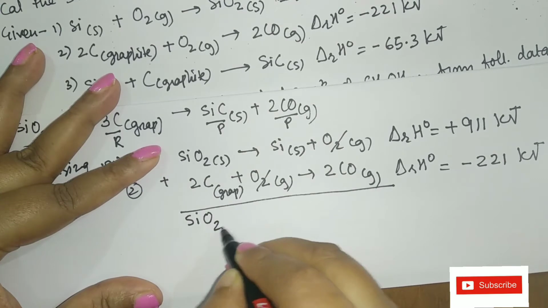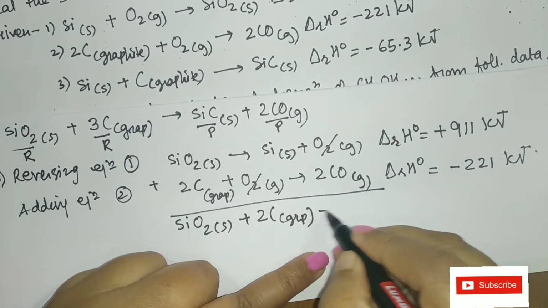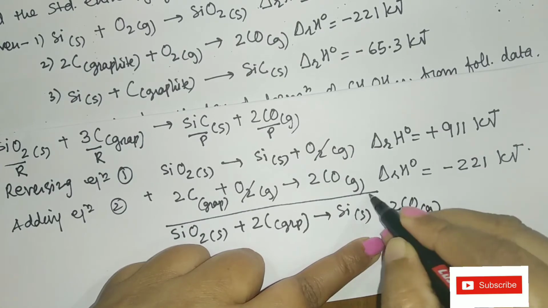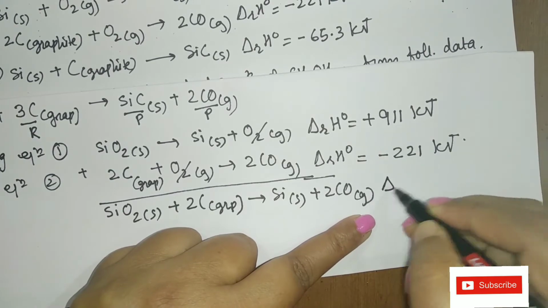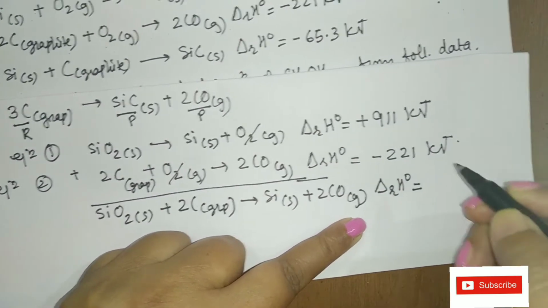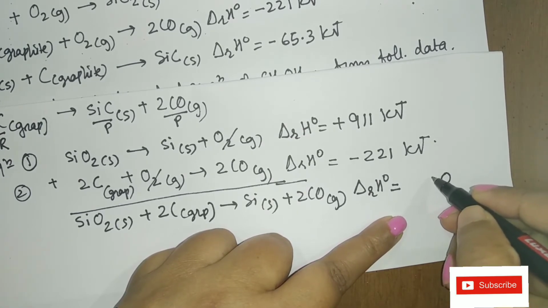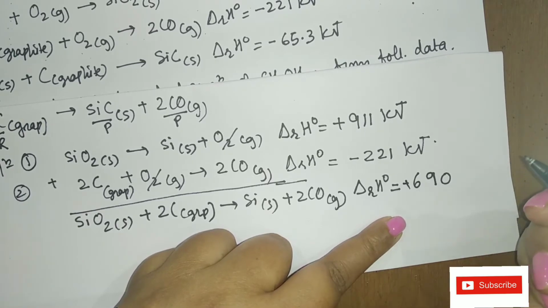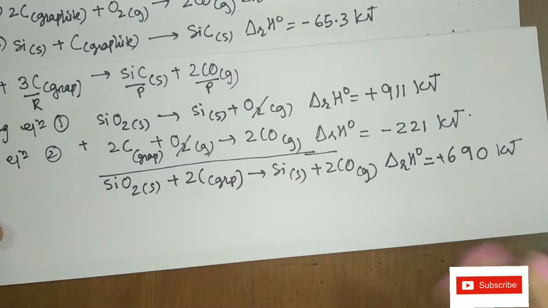That is SiO2 plus 2 carbon graphite gives silicon plus 2CO gas. What I did here, student, I have added the two equations. So I will add the two enthalpies also here. So for this reaction, what I will get is, I have to simply subtract this. So it will become the value here, what I will get. Right, students, I'll just mark this as kJ.